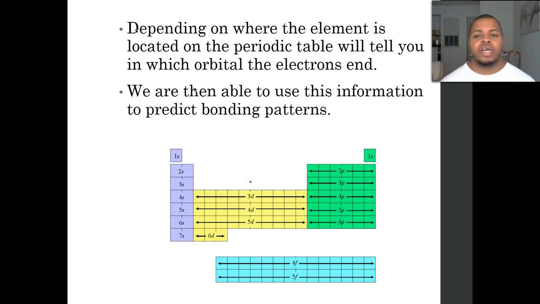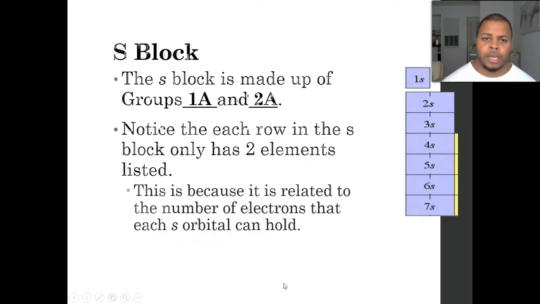Depending on where it's located, this will tell you the orbital that the electrons end in. From this, we're able to predict bonding patterns. But as you see, we have our s orbital, our p orbital, which is here to the side, our d orbital here in the middle, and our f, and we'll talk a little bit about it in just a second.